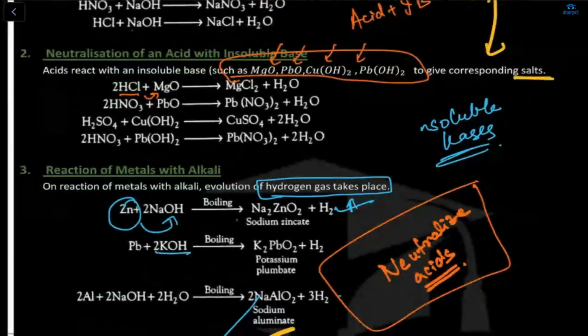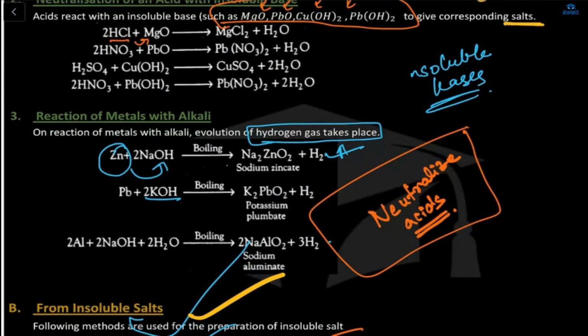Okay, so reaction of a metal with alkali. What will happen when metals react with an alkali? Hydrogen gas is produced. Here zinc is reacting with this alkali, and what is forming? Sodium zincate, and H2 gas is also forming. Here also H2 gas, this side also H2 gas. So if metals react with alkali, then the evolution of hydrogen gas will take place.